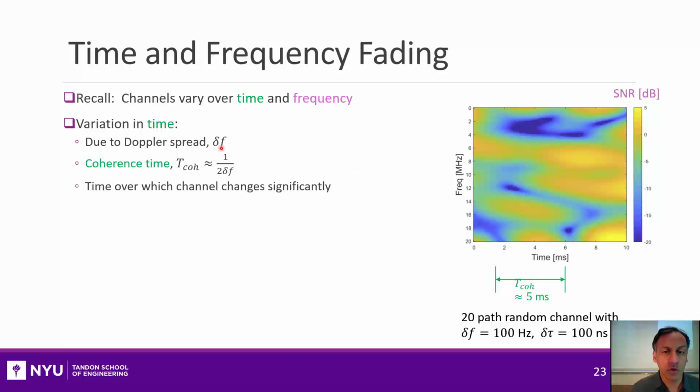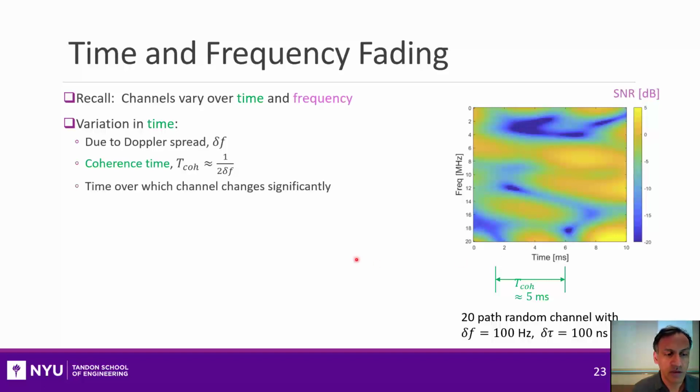That is due to the velocity of the receiver or the transmitter relative to the paths. And with that, you get something called the coherence time, which is roughly the inverse of that Doppler spread. The coherence time in this case would be about 5 milliseconds. That is 1 over 2 times 100 hertz. And you can see that indeed within this time the channel does, after you pass through about 5 milliseconds, the channel can vary significantly.